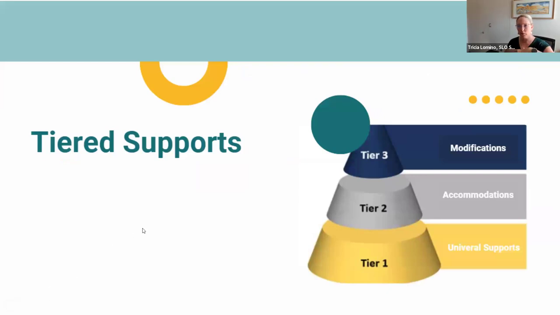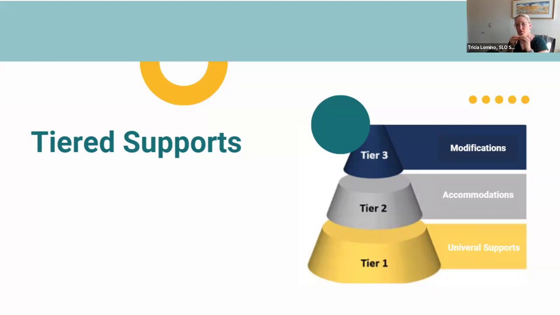So really what we're going to be talking about is tiered supports, and we use tiered supports a lot in education. In general education we have tiered supports, but also within special education we do as well. Tier 1 at the bottom is what we consider the universal supports, which is our biggest group of students. Then the next level up, a little more intensive, is the accommodations, and that's a smaller population of students who receive specific accommodations.